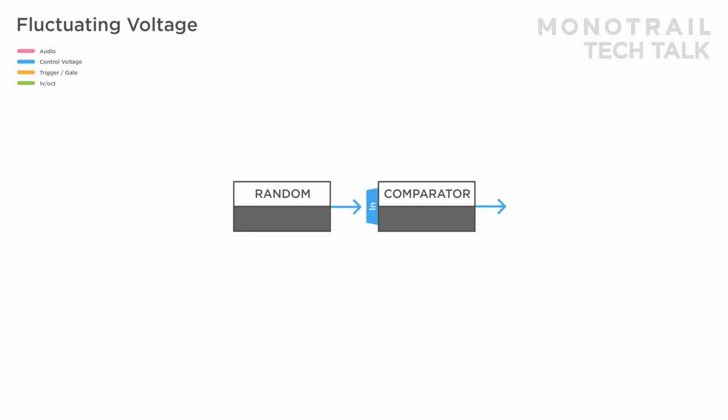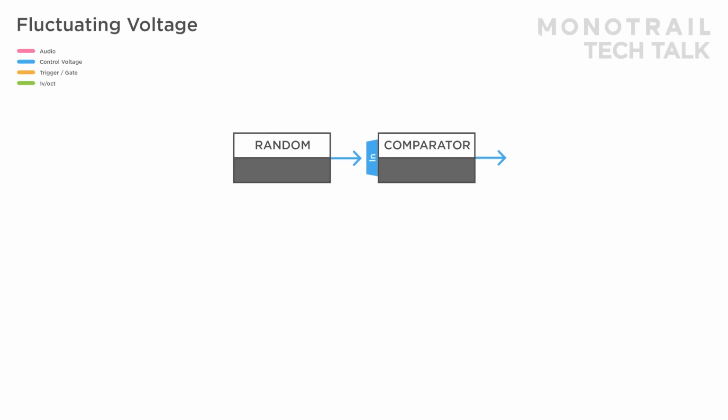For example, you can send a fluctuating voltage to a regular or window comparator to create an on-off gate you can use on other parts of your patch. For example, to gate an ADSR envelope doing something.